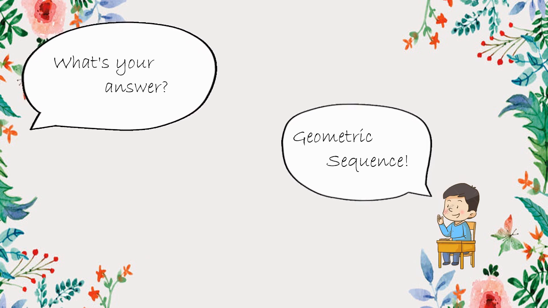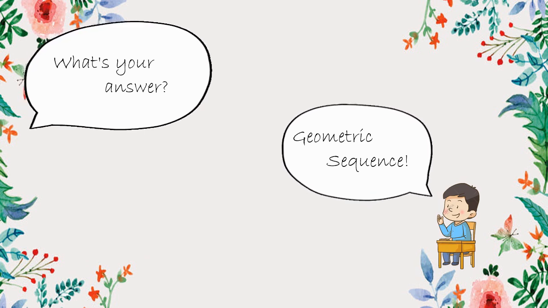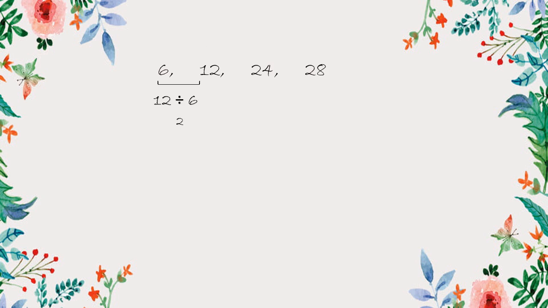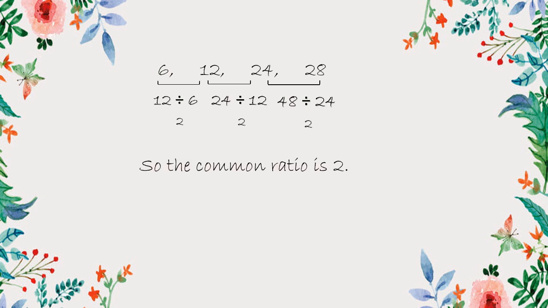Very good. By solving for the common ratio, we have 12 divided by 6 is equal to 2, 24 divided by 12 is equal to 2, and 48 divided by 24 is equal to 2. So the common ratio is 2. So it is a geometric sequence.